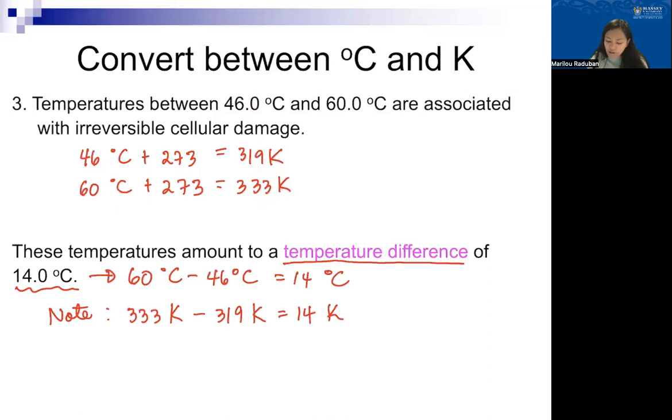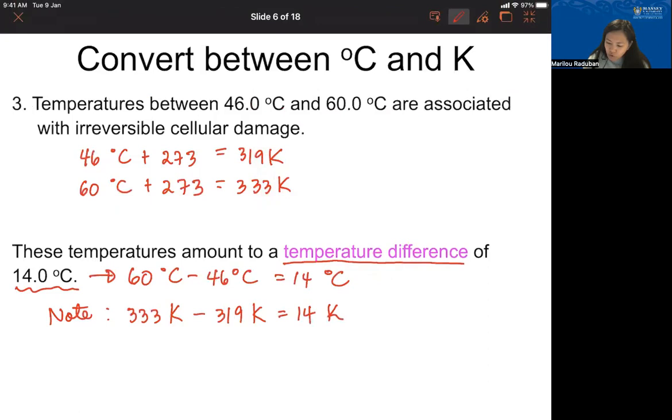So you can see here that if you compare the two temperature differences that were converted, you will see that 14 degrees Celsius is equal to 14 Kelvin, right? It's quite surprising, isn't it? So if you're getting a temperature difference, degrees Celsius will be equal to Kelvin.